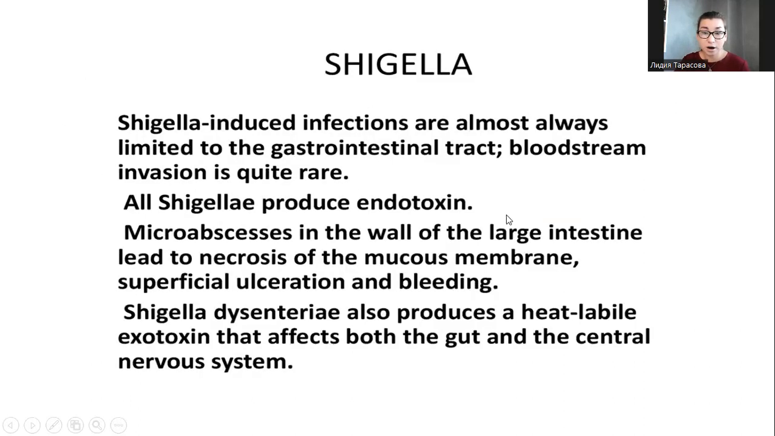Shigella-induced infections are almost always limited to the gastrointestinal tract. Bloodstream invasion is quite rare. All Shigella produce endotoxin because it's a gram-negative bacteria. Micro abscesses in the wall of the large intestine lead to necrosis of the mucous membrane, superficial ulceration, and bleeding. Shigella dysenteriae also produces a heat-labile exotoxin that affects both the gut and the central nervous system.